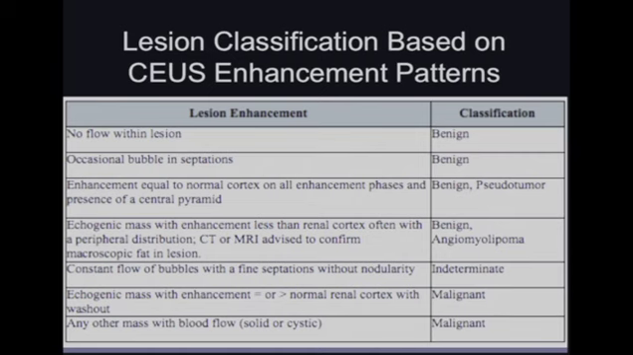When we began the study, if there was a constant flow of bubbles in a fine septation without nodularity, we considered that indeterminate. And as you'll see as we go through this talk, at the end we now believe that actually is a benign finding. Echogenic mass with enhancement equal to or greater than normal renal cortex with washout we considered malignant, and any other mass with blood flow, solid or cystic, was considered malignant.